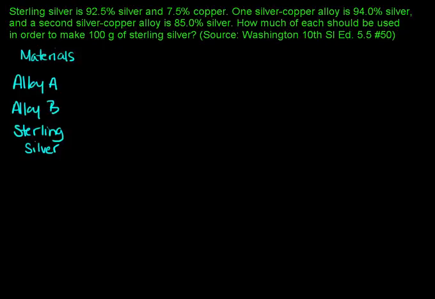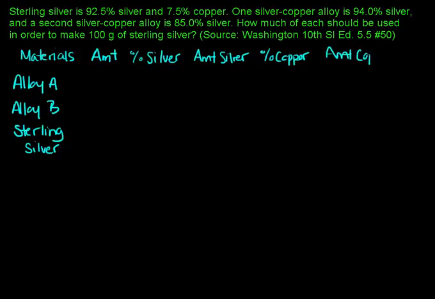We want to know a lot of different information about these materials. The first thing that we want to know is the total amount of the material. And then we're going to want to know the amount of copper and the amount of silver in each of those alloys. To know the amount of copper and the amount of silver, we're going to need to know the percentage of copper and silver in each of those materials. So I'm going to put percentage silver as one column. And then I'm going to put amount silver as my next column. Then I'm going to put percentage copper as another column, and then amount copper as my final column.